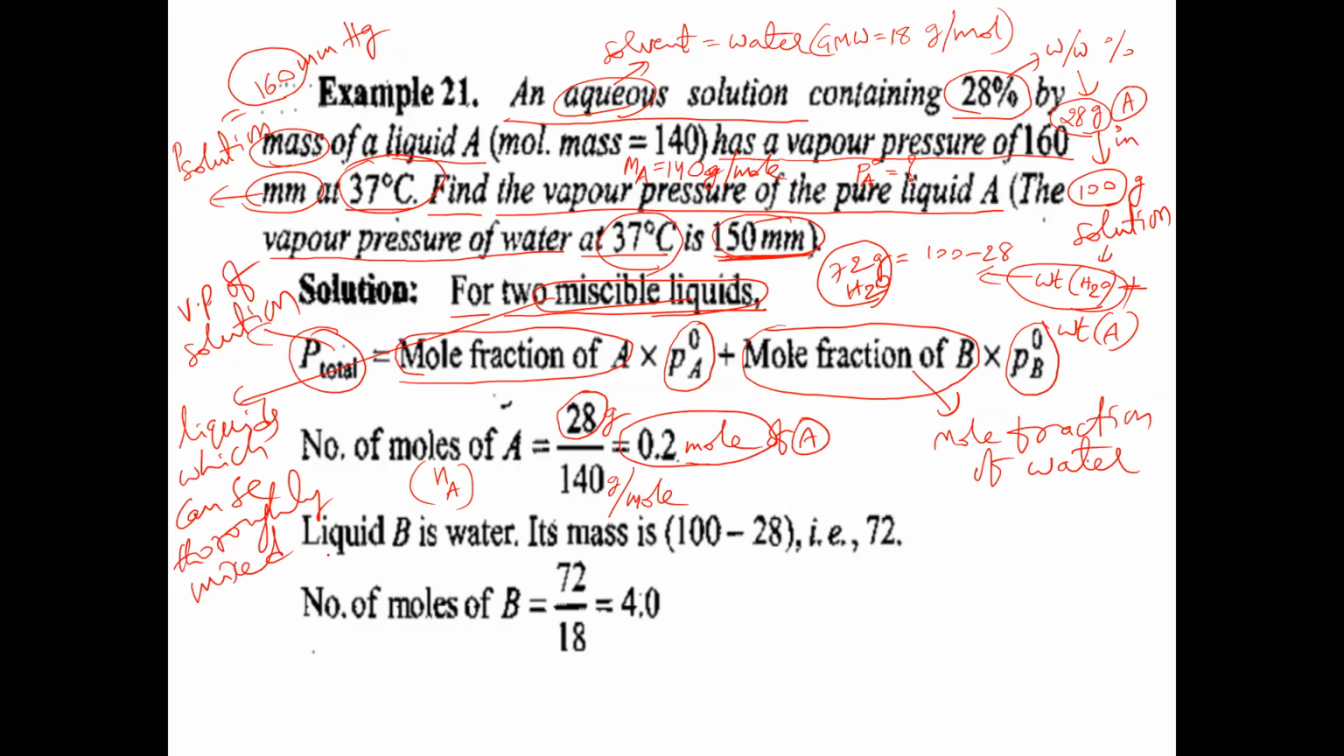Now liquid B. Liquid B is nothing but water here. Its mass is 100 minus 28, that is 72 grams. What is the given weight of water indirectly? 72 grams, the weight of water, 100 minus 28. Now number of moles of water, number of moles of B. Number of moles formula is given weight by gram molecular weight. Given weight of water is 72 grams.